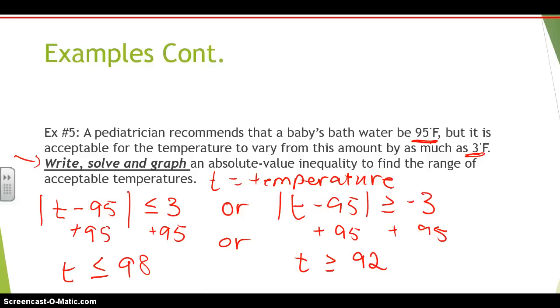Let's graph this. So I have a closed circle at 92, closed circle at 98, and T is going to be any temperature between 92 and 98.